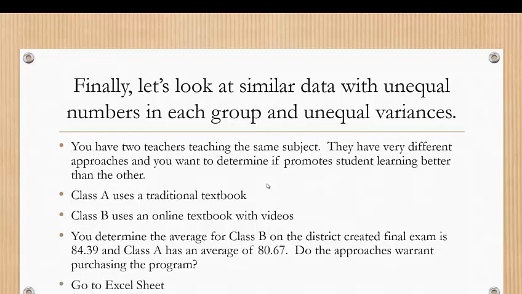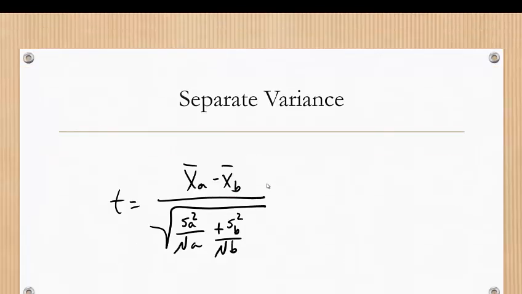So we can go to our Excel sheet. Let me show you first of all the formula for the separate variance. It's very similar, but notice we don't have the 2 areas down here where we had our pooled variance earlier. We're just adding our variances together, after dividing by the n of each group, and then taking the square root of that. So let's pause this and go to Excel.